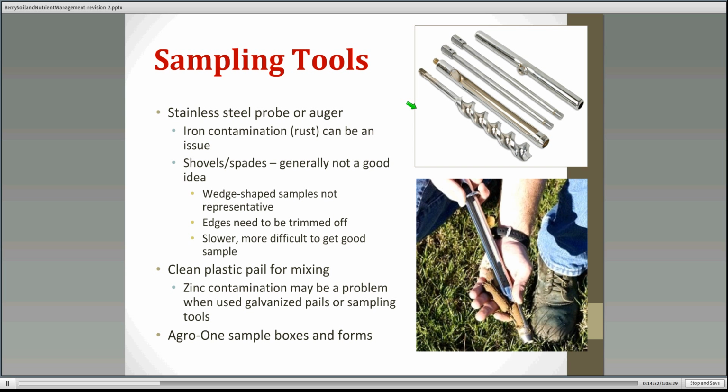Another thing to consider is to make sure that you're using a plastic bucket. Some buckets are made from zinc, and zinc can contaminate the sample as well. And the third thing is make sure that you're using the appropriate forms and appropriate procedures in putting together the sample to send it off to the lab.